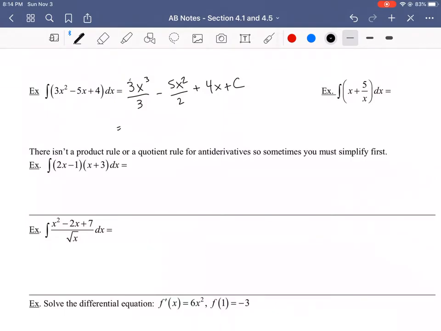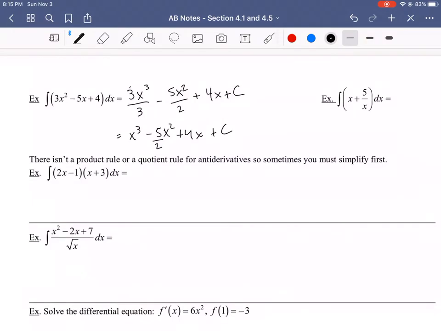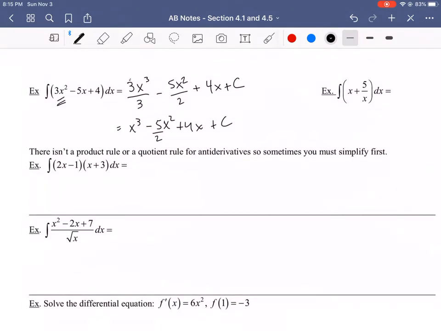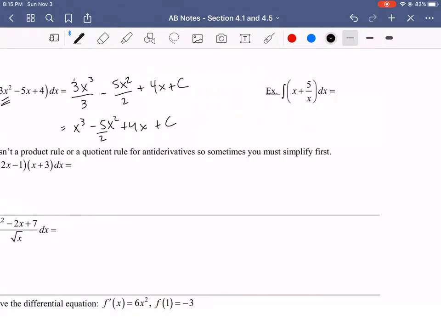And then simplifying that, 3 over 3 cancels, so it becomes x cubed minus 5 halves x squared plus 4x plus c. And honestly, probably most of you guys are going to be able to look at 3x squared and immediately realize that that is x cubed without having to say 3x cubed over 3. And I'm perfectly fine with that. If you were to skip this step right here and just go ahead and say x cubed, that would be perfectly fine.